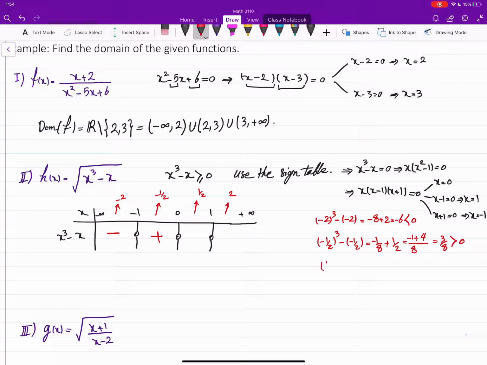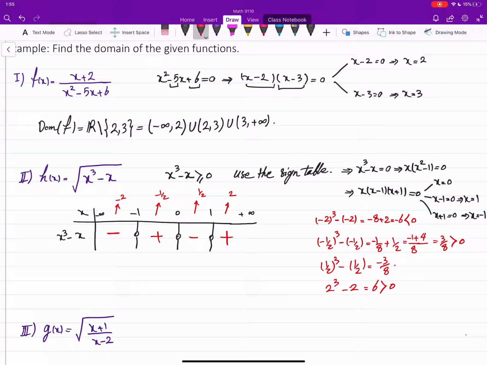You plug in a half there. That will give us actually negative 3 over 8, and that is negative. The last value would be positive. Evaluate that as 2 to the power 3 minus 2. This is just 6, which is positive.